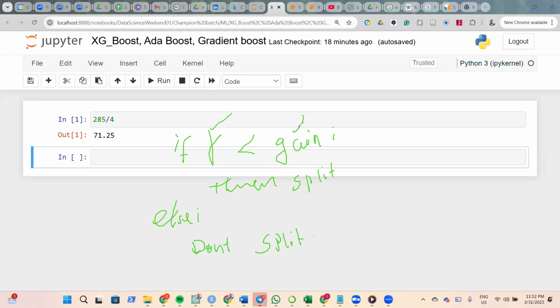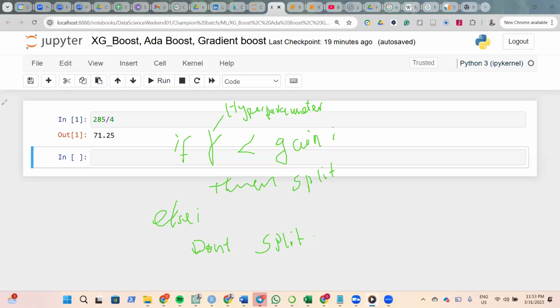What do you mean by if gamma is less than gain, then split, else don't split? I'll start by saying that gamma is a hyperparameter. It's a value that you choose on your own. So gamma is a value that you are the one to set. And then what is gain? What do I mean by gain?